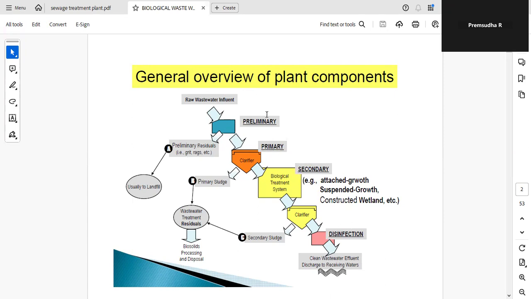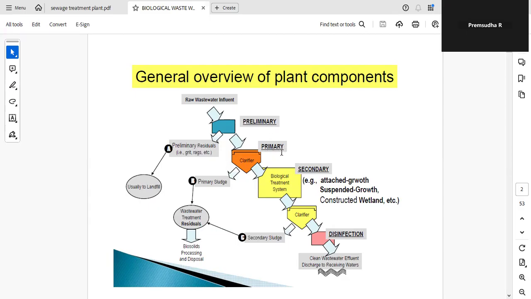Preliminary treatment removes grit, oil and grease particles, sand and silt. Here there is a screening. After this treatment, the sludge can usually be sent to landfills.